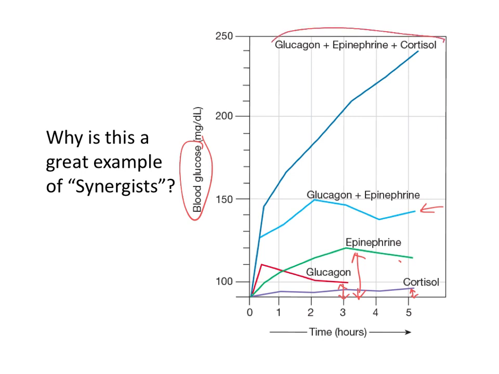Ooh, look what happens when you put glucagon plus epinephrine plus cortisol all together. You get a massively increased blood sugar level, more than if you just added up this plus this plus this. This is a synergistic response. When you put these three hormones together, and together they way outperform what you would have expected from each of them individually. We'll see this when we look at the stress response.